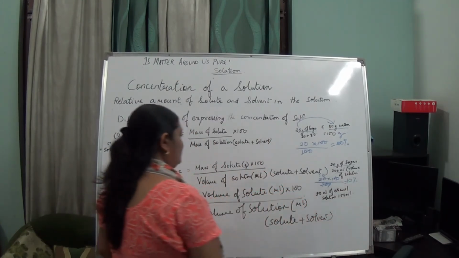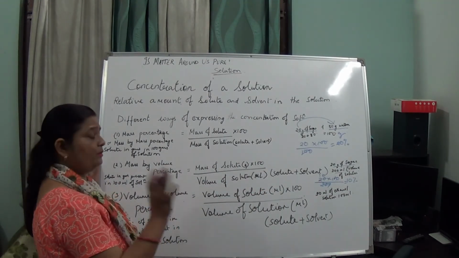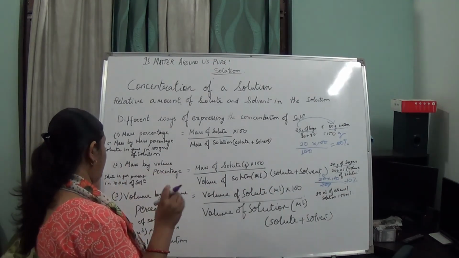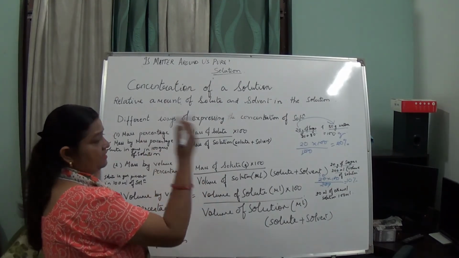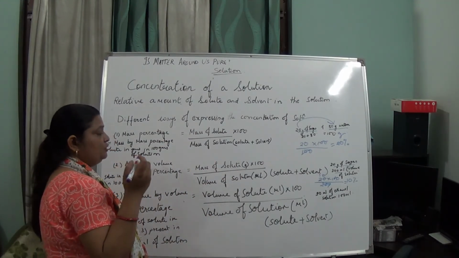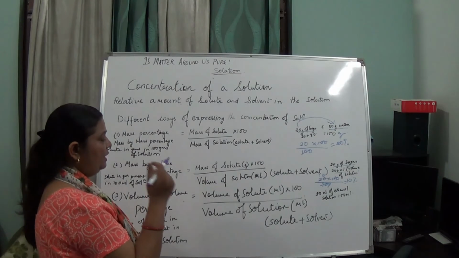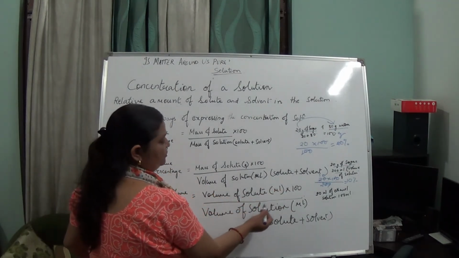Now next coming is volume by volume percentage. Here liquid in liquid is present, and the volume of the solute is taken in milliliters, which is present in the solution. We compare it with 100 ml of solution. So the formula becomes volume of solute into 100 upon volume of solution.